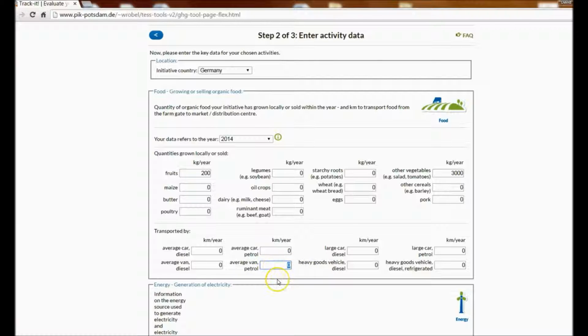We used an average van run by petrol, which did 700 kilometers in 1 year. This transportation refers only to the transport that occurs from farm gate to the market. It doesn't include transportation of, like, fertilizers, for example. All the transportation before farm gate is already included when we enter the data here, and delivery services transport is not included in the tool.